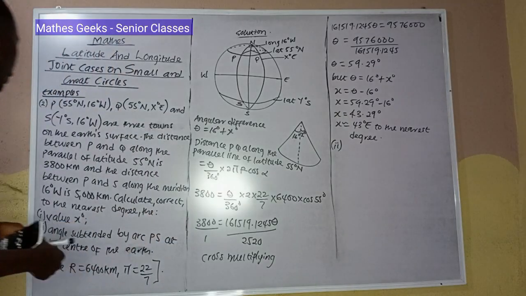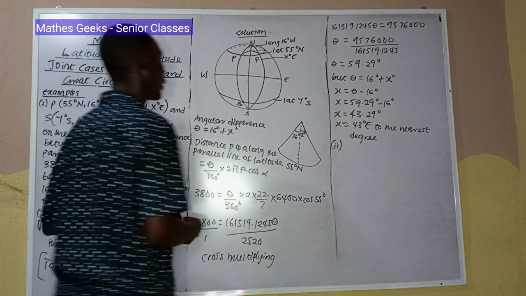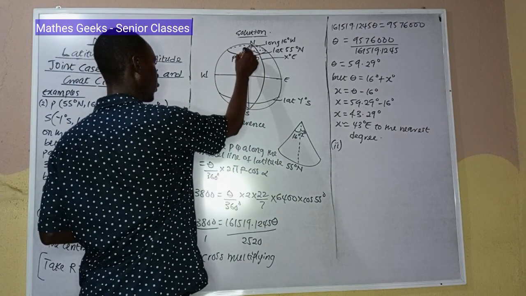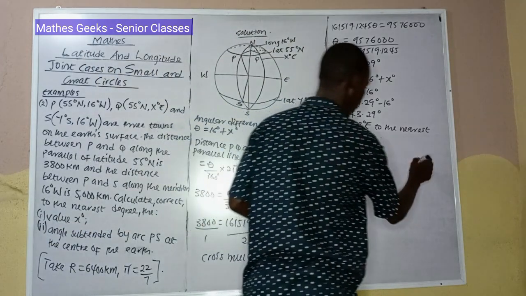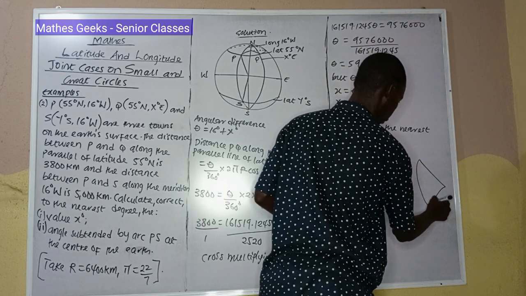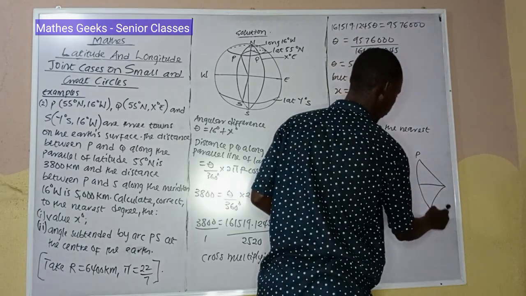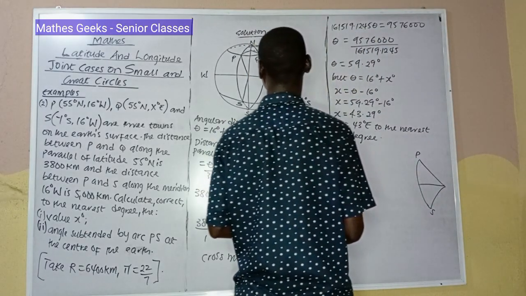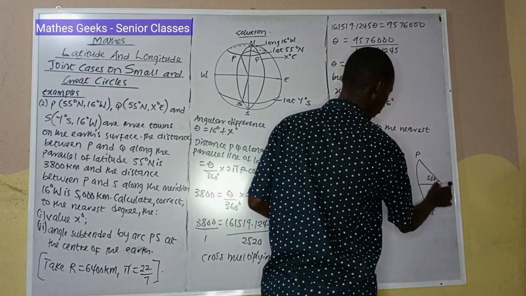Figure 2 asks for the angle subtended by arc PS at the center of the earth. Since both P and S are on the same line of longitude, arc PS is part of a great circle. The latitude of P is 55 degrees north.